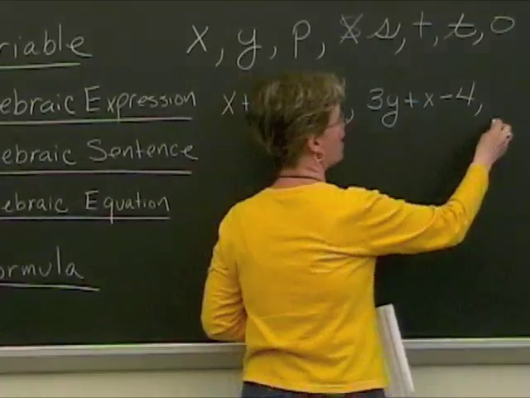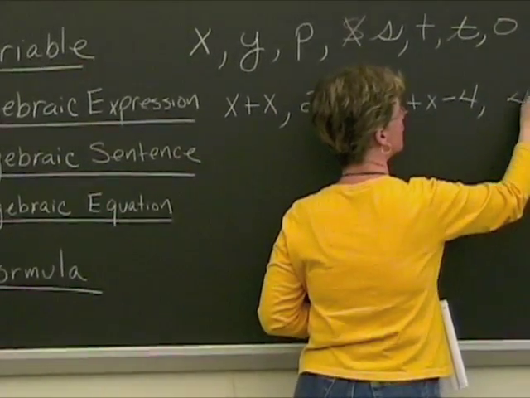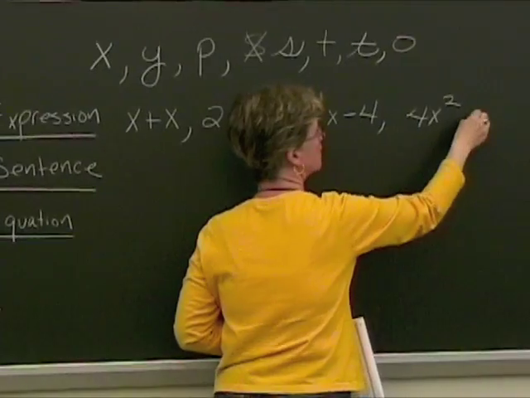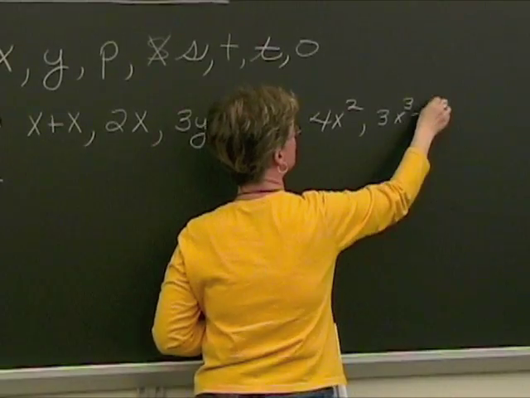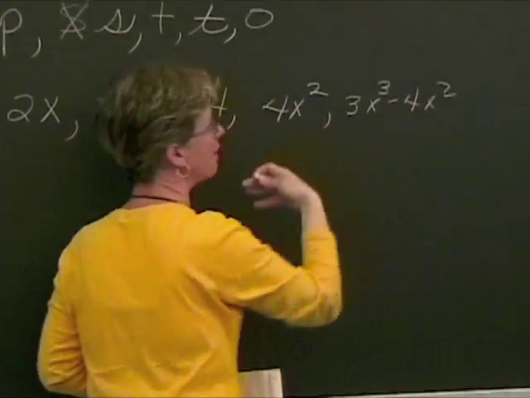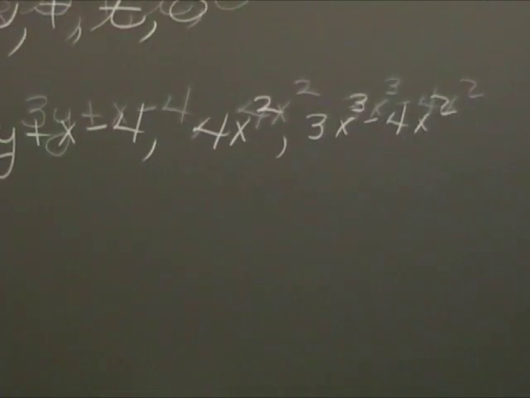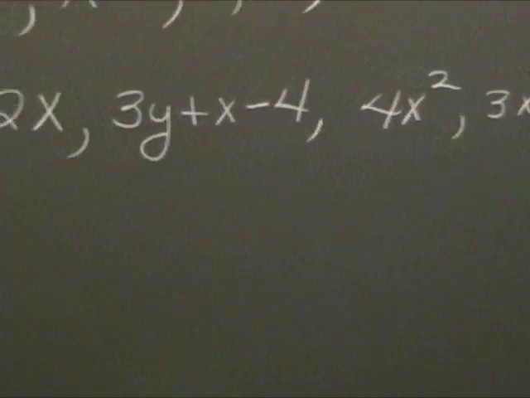We can even take them to powers. 4x squared. 3x to the third minus 4x squared. These are all expressions. Right now, let's take a look at an algebraic sentence.